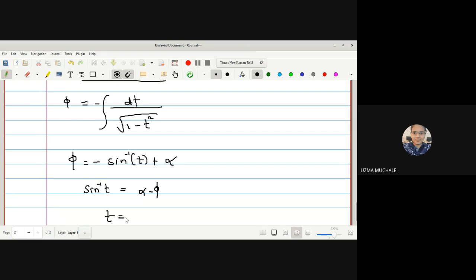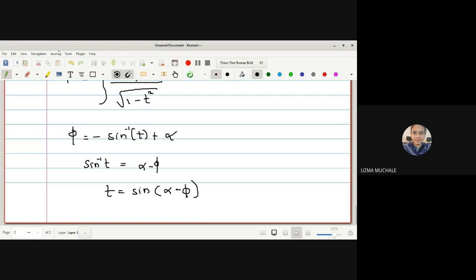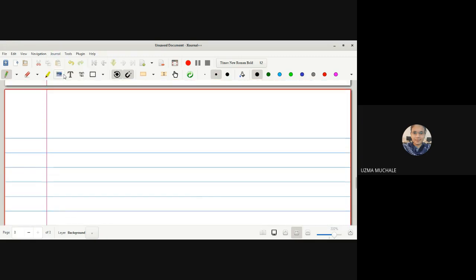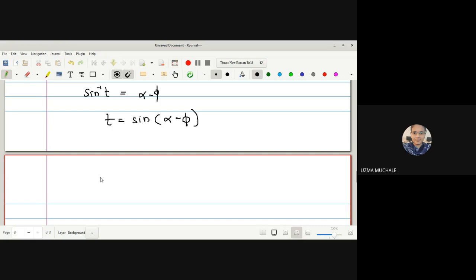So hence we get t is equal to sine of alpha minus phi, correct? Just pre-multiply by sine, you get t is equal to sine of alpha minus theta. Correct. Now, what is the value of t? We have substituted the value of t. You have to write it down. t is nothing but cot theta. By the method of substitution, we have solved.